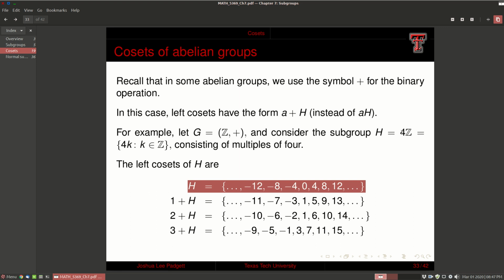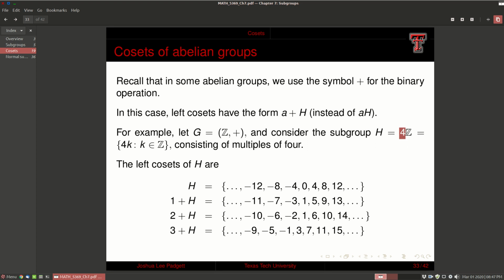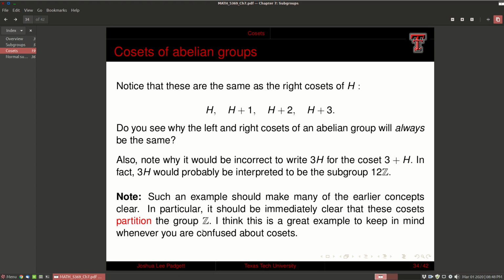Not that 4 is special, but the integers are pretty nice because it's something you can understand, and you're basically doing what? Taking everything that's divisible by 4 and throwing it into a bucket. Taking everything that when I divide by 4 has remainder 1 and throwing it in a bucket, remainder 2 throwing it in a bucket, remainder 3 throwing it in a bucket. And within these 4 buckets, I have every possible outcome. All right? So now, the right cosets of H are exactly the same because addition is commutative.